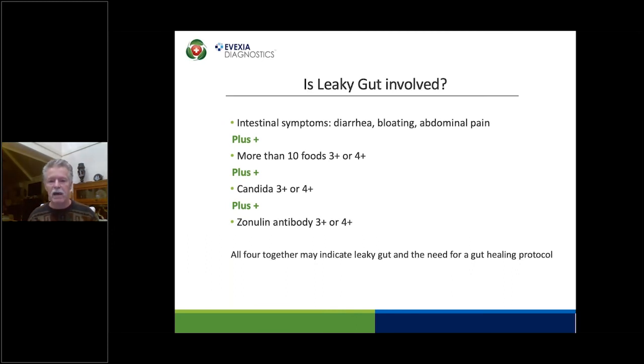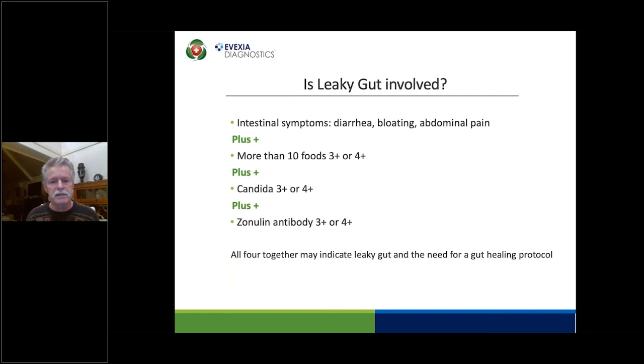What they also have is a lot of food antigens getting through the gut wall, because the gut wall is now permeable because Zonulin has opened up those tight junctions and formed pores. And along with the food getting through and the Zonulin opening those tight junctions, there's Candida. It's normal flora. It's on the skin and mucous membranes. It's a normal flora of the human body.